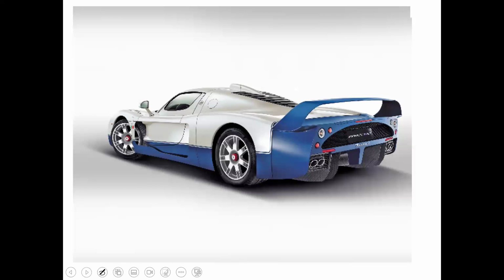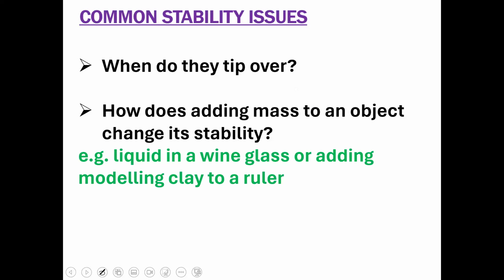Racing cars have a low chassis, low suspension, so that they become stable. Not even racing cars now, other cars also have a low CG. So common stability issues, when do they tip over? How does adding mass to an object change its stability? For example, liquid in a wine glass or adding modeling clay to a ruler. This is an example of checking the stability.